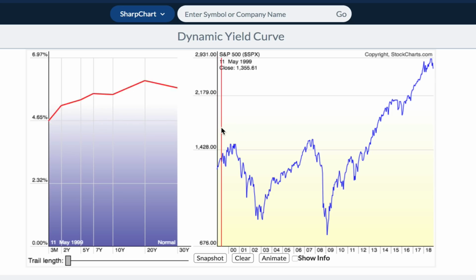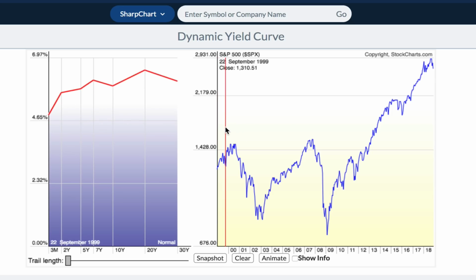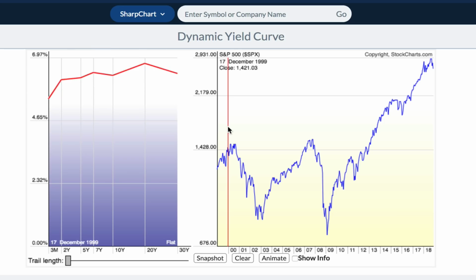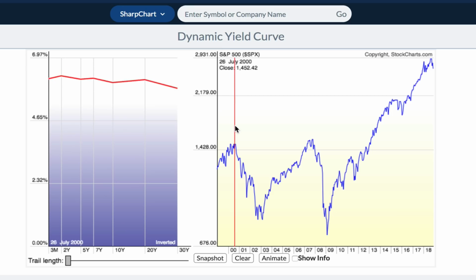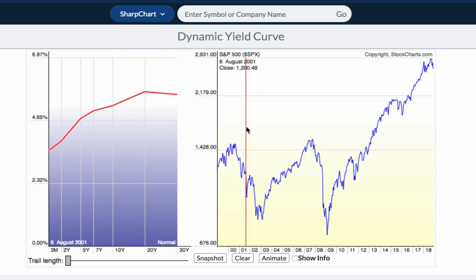And if I take this line here and start sweeping it across, you can see that this starts to invert. It goes flat, and then just before the crash, short-term rates are higher than long-term rates. There's a full inversion right there. And then the crash happens. So this predicted the crash perfectly. And we get back into a positive yield curve. This is a normal yield curve.